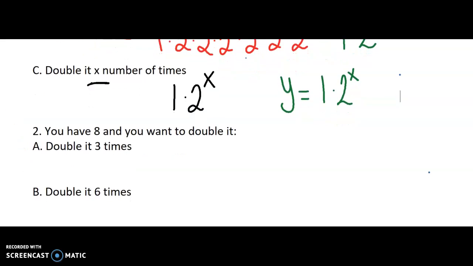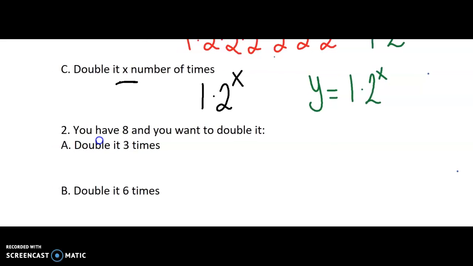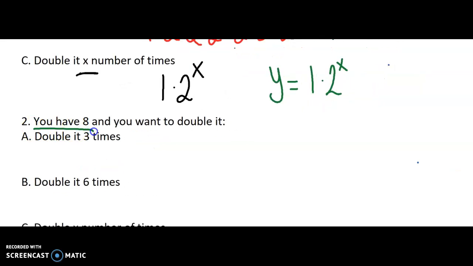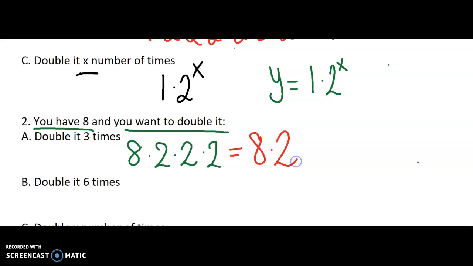Let's try this one. Number 2. You have the number 8 and you want to double it. So for example 8, we're going to double it 3 times. So I'm going to have 8, and if I want to double it, I'm going to multiply by 2. Well, doubling means to multiply by 2, so I'm going to multiply by 2. Double it once, double it twice, and then double it a 3rd time. So how would I write 8 doubled 3 times? 8 times 2 to the 3rd, because the only one that you're doubling is the 2. The 2 is what's happening multiple times.